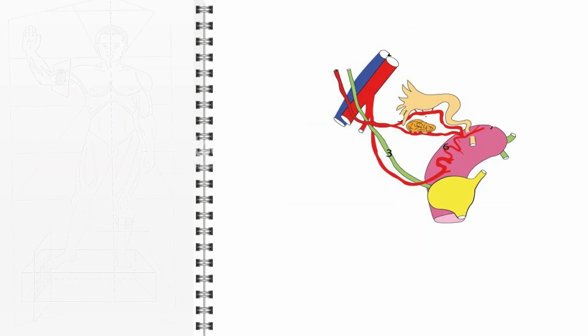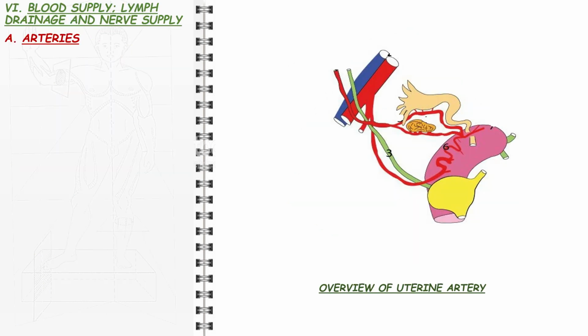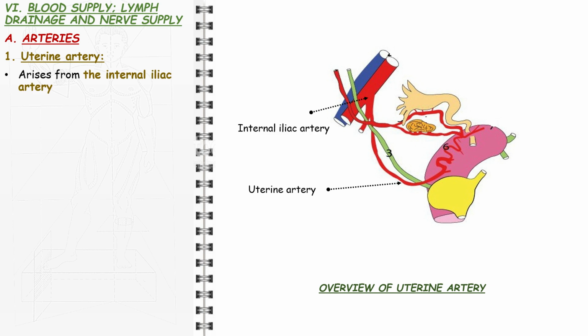The arteries of the uterus are the uterine, ovarian and round ligament arteries. The uterine artery arises from the internal iliac artery and is 15 centimeters long. Its course in the pelvis is arched and is divided into 3 parts.